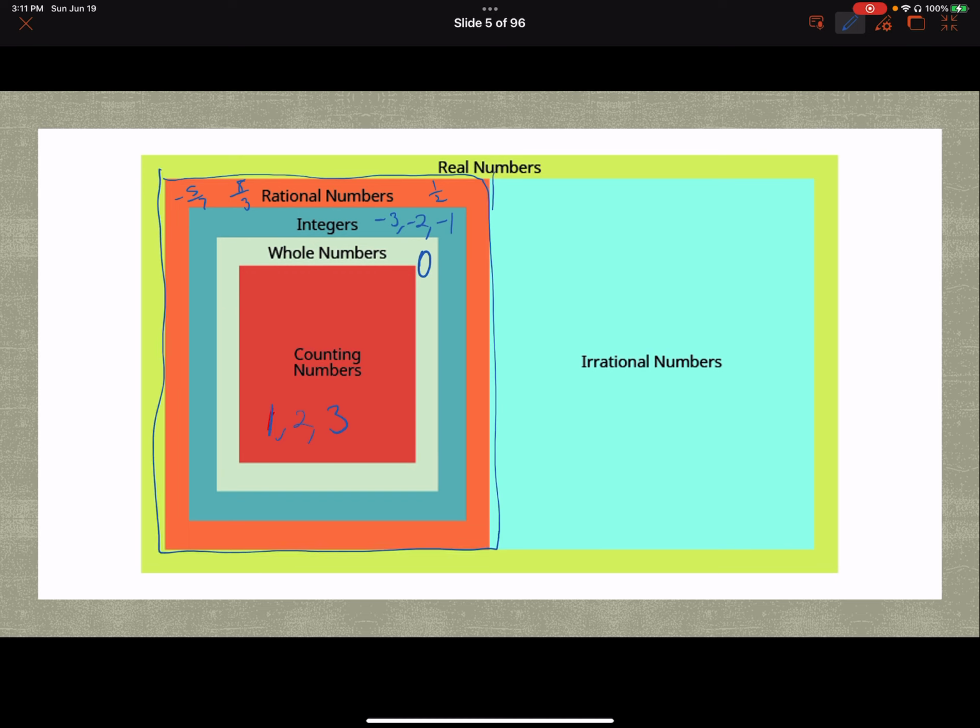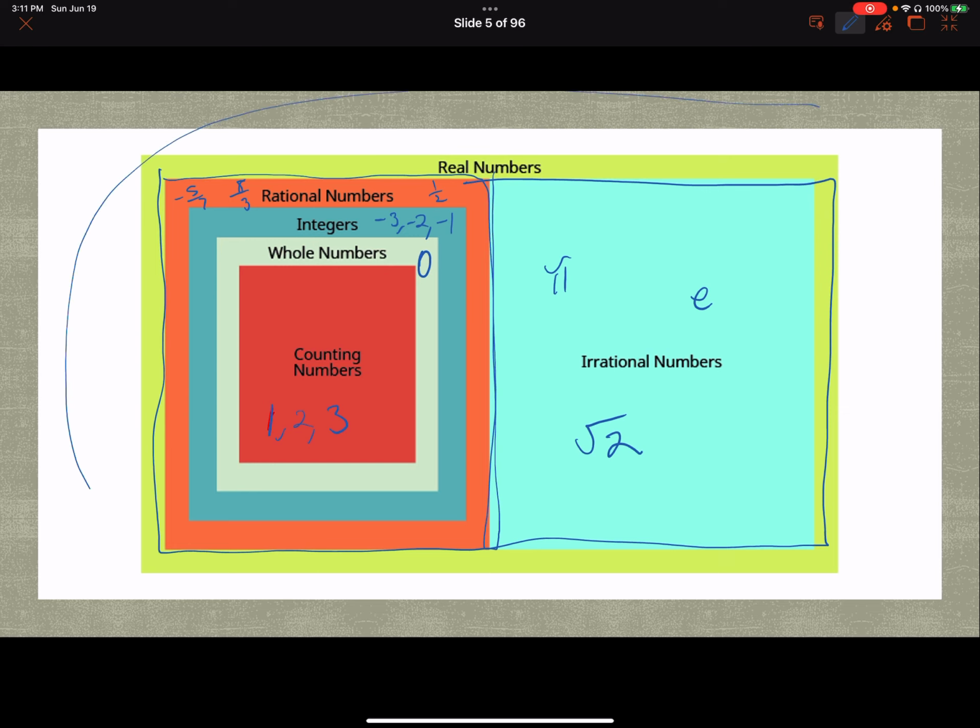Then separate from that is the irrational numbers, right? Those are numbers that are not rational, such as pi, e, square root of 2. They're all hanging out together. So if I take all of the rational numbers and all of the irrational numbers together, that gives me the whole real number system.